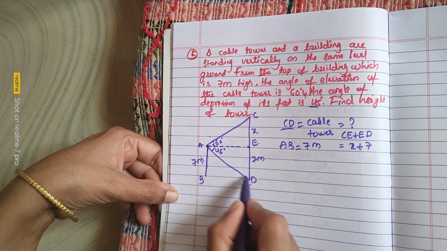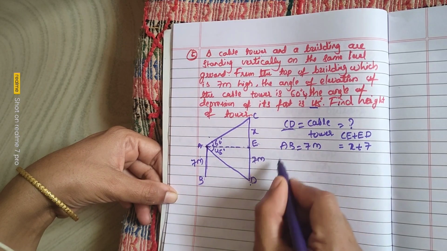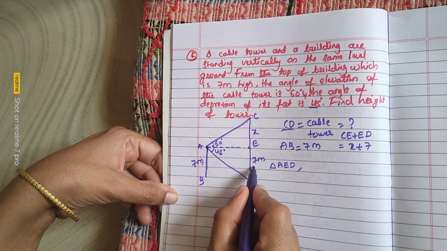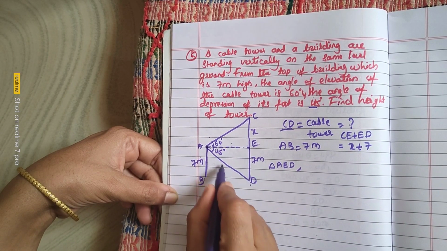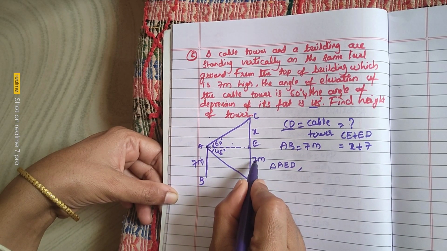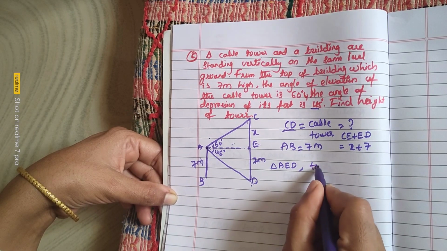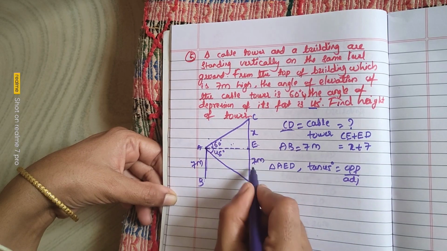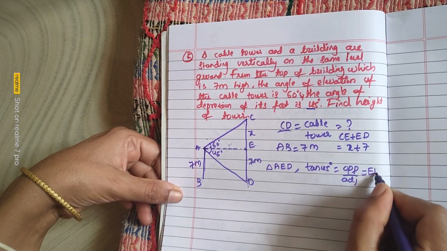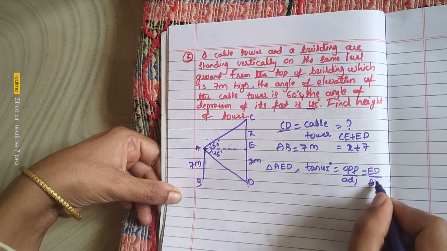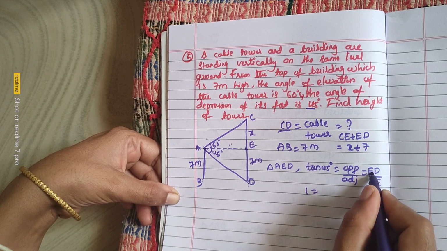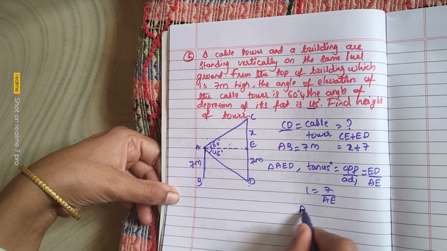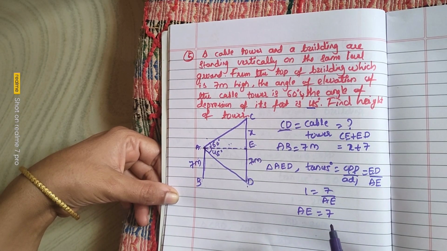First, we will take the triangle below, triangle AED. This is 45 degree. This is opposite, I take this as adjacent. This is the hypotenuse, don't take this one. This is opposite by adjacent. So tan 45 degree is equal to opposite by adjacent. Opposite is ED, adjacent is AE. Tan 45 is 1, ED is 7, AE we don't know. So AE is equal to 7. AE is 7 meter.